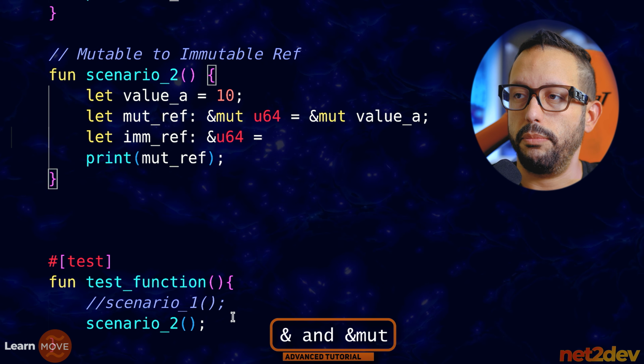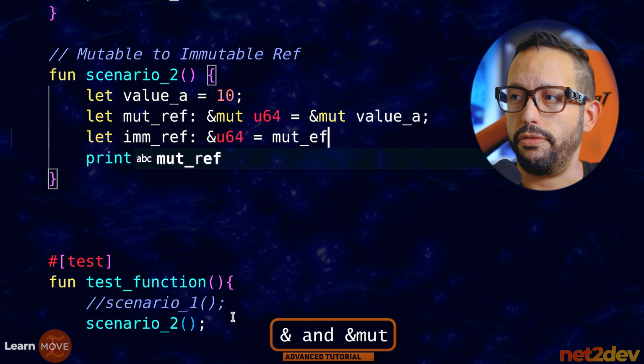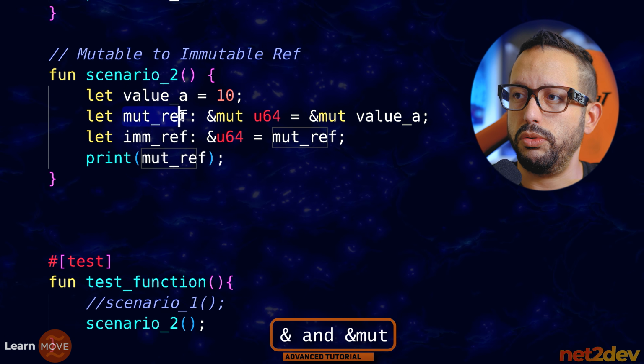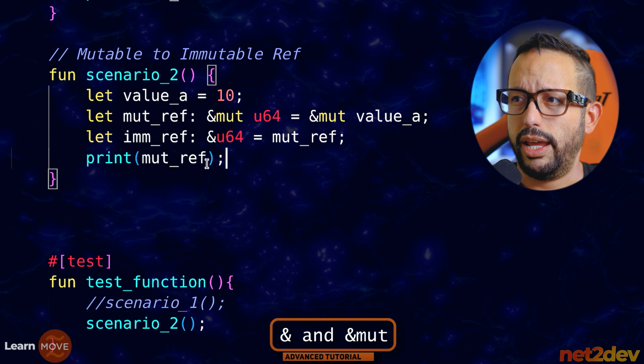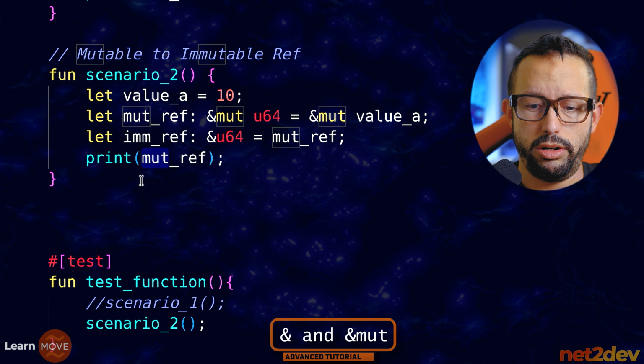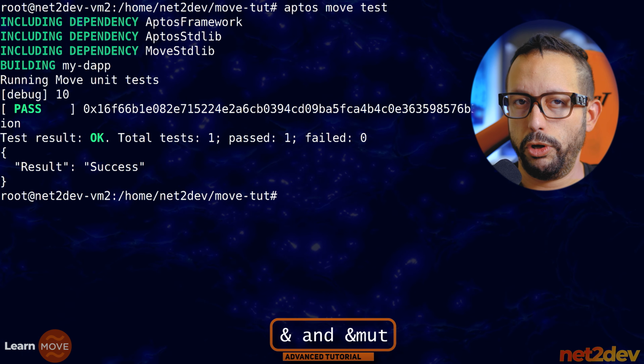I cannot do that. So I'm going to say now mute ref. So we are passing this value, which is mutated, into this immutable reference, and that should do it. And I'm going to say immutable here. Beautiful. Try it out. And that works as well.